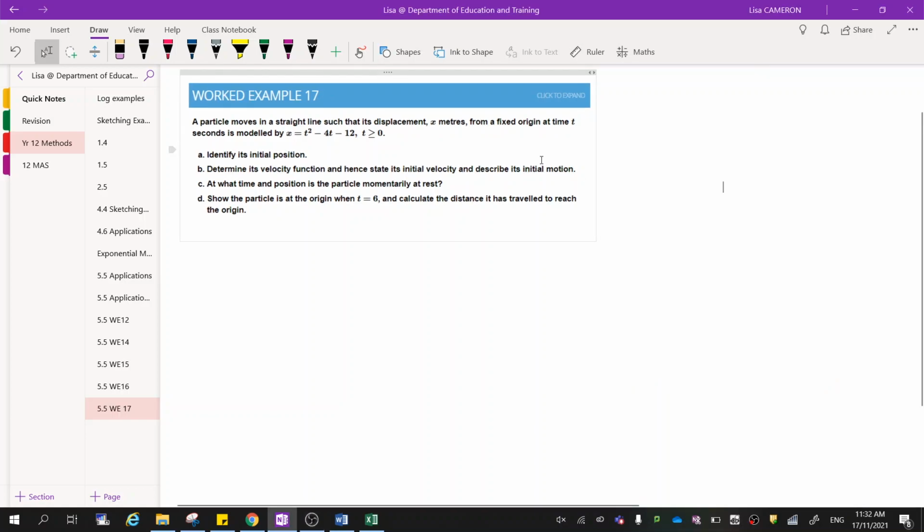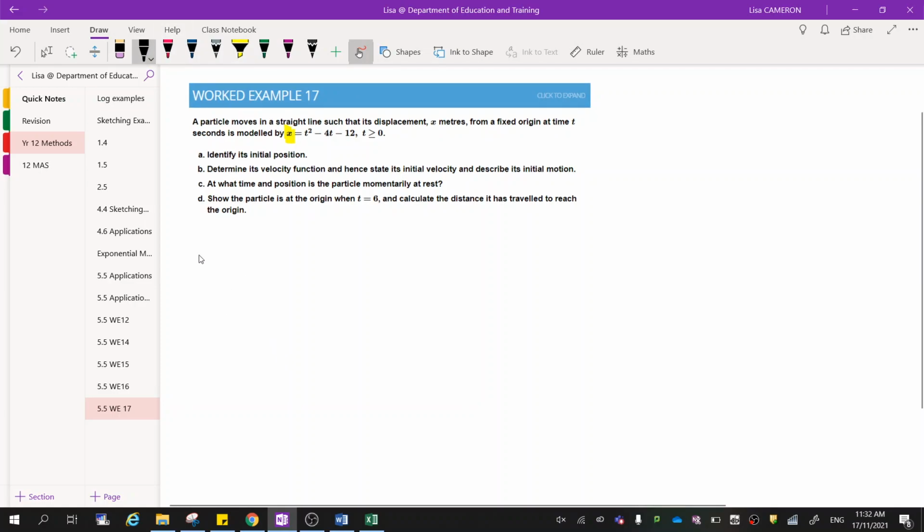Okay, so a particle moves in a straight line such that its displacement x meters from a fixed origin at time t seconds is modeled by this function. And over here, it gives us the condition that t has to be a value larger than or equal to zero. Identify its initial position. So x will give us a function for its position.